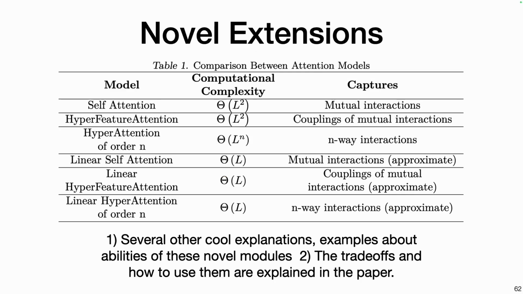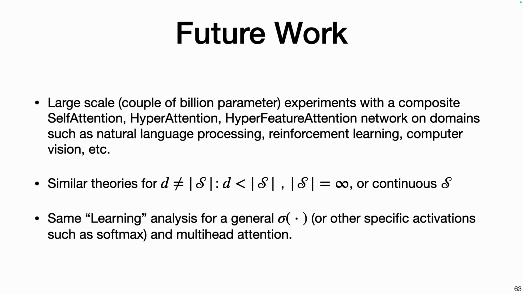Again, there are several other cool explanations and examples about abilities of these novel modules. Also, you can see the trade-offs and how to use them. They are explained in the paper. A future work of our paper is large-scale couple of billion parameter experiments with composite self-attention, hyperattention, hyperfeature attention networks on domains such as natural language processing, reinforcement learning, and computer vision. Another future work is investigating the theories where we do not choose embedding dimension to be equal to domain size.